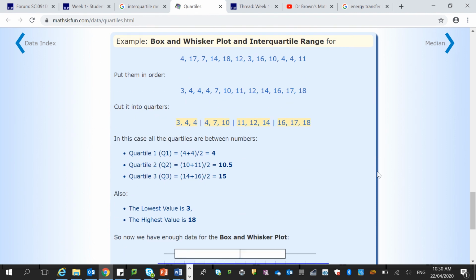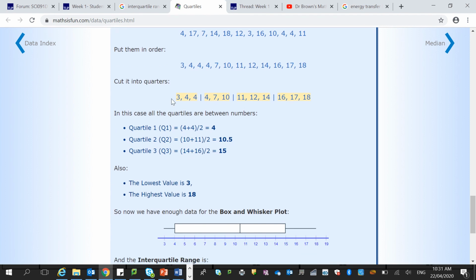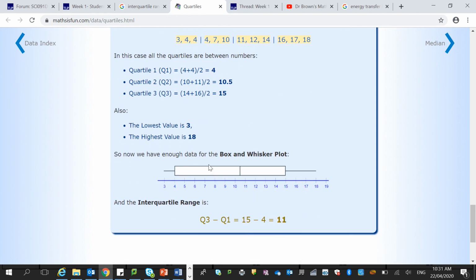And here's an example here. I will ask you to put this down into your notes because this is a really good example. So a bunch of data, put them in order, cut the order into quarters. In this case, there are 12 numbers, so quarters works quite nicely. First quartile is 4, halfway between 4 and 4. Second quartile is 10.5, it's halfway between 10 and 11. Third quartile is 15, it's halfway between 14 and 16. And this is where we get our box and whisker plot here.